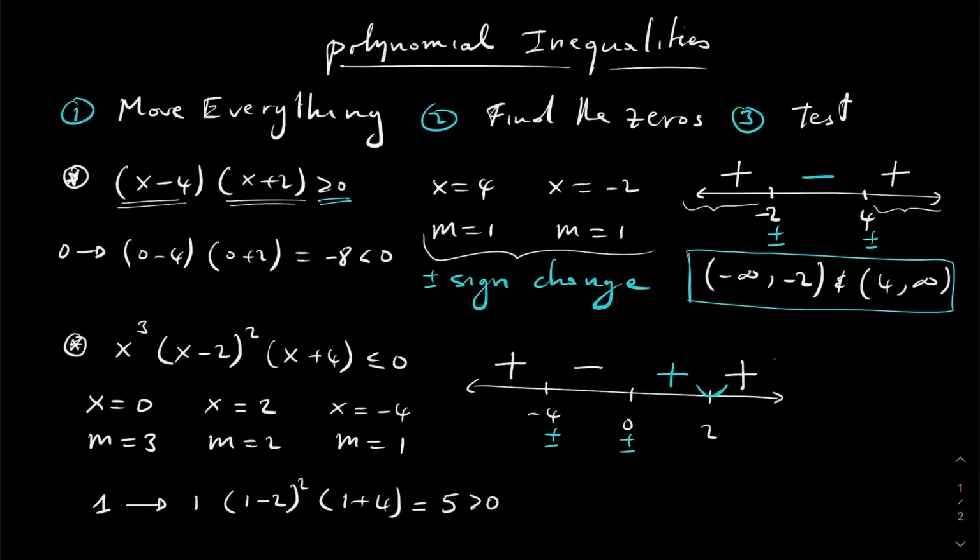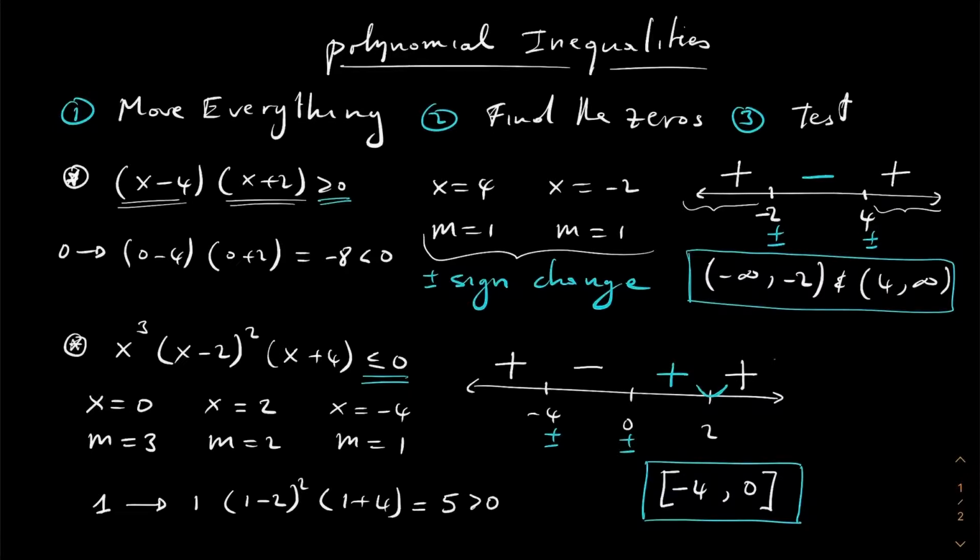All right, and so since I'm looking for the portion of my number line where the sign happens to be negative, then my solution here is going to be from negative 4 to 0. And since I want them to be negative or equal to 0, I'm going to go ahead and include negative 4 and 0. So that's why I have closed brackets here, to say that negative 4 and 0 are also part of the solution.